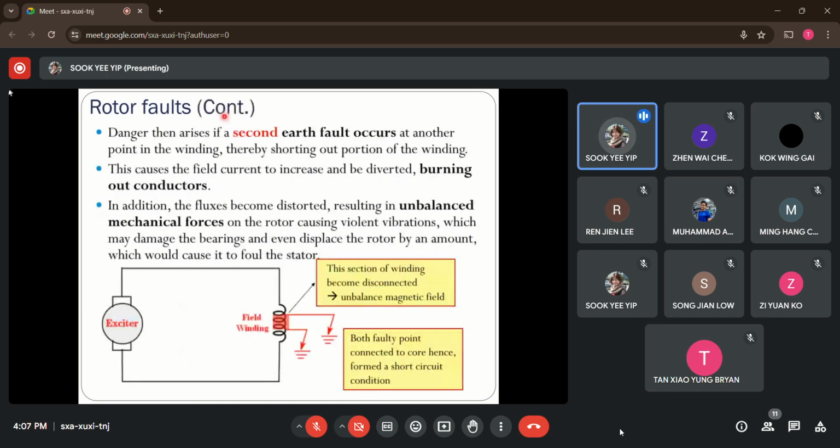So what happens if second fault situations start to occur at this field winding? Due to the stress on the insulations, we now have a second point short circuit to ground. So the dangers start to arise due to the second fault situations. Why? This is because this entire field winding is wound around a core, and this core is actually conductive.